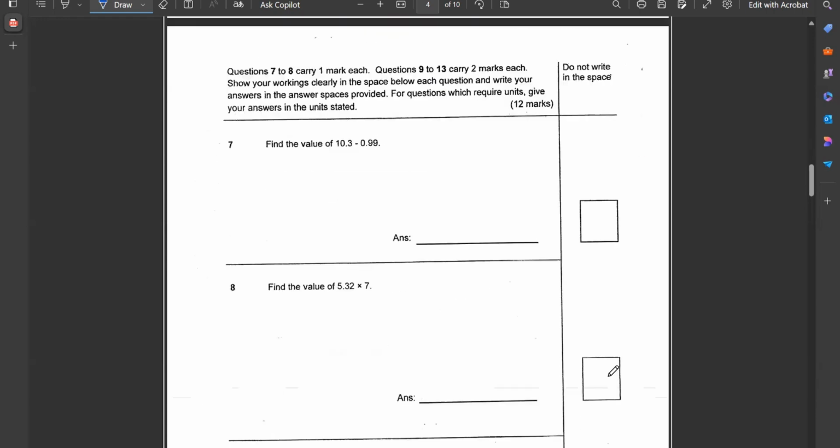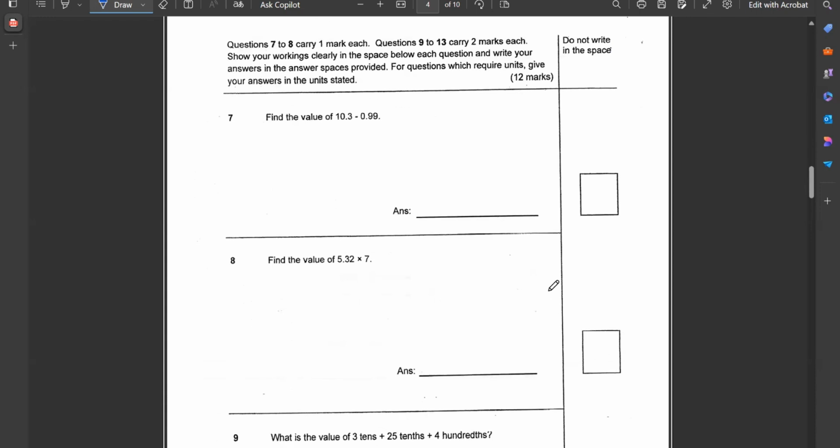Now let's look at question 7. Find the value of 10.3 minus 0.99. So we are going to do the subtraction. Now, when you do subtraction for decimals, you have to make sure that the decimal points are aligned together. So you see 10.3 minus 0.99.